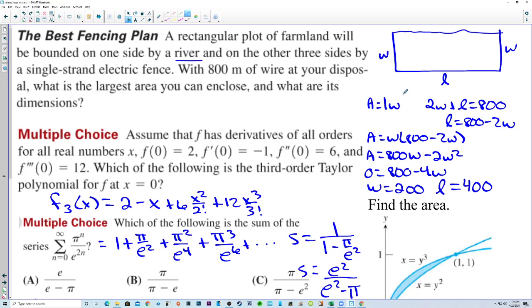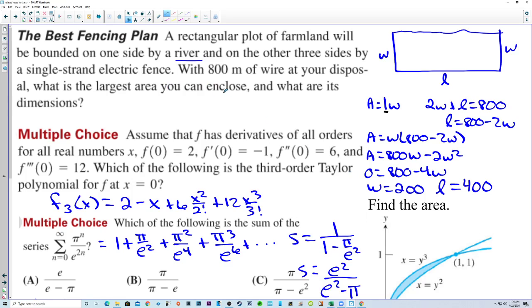So the area is length times width, and the length of the fencing is 2W plus L, 2 widths, 1 L equals 800. Well, we're going to subtract 2W, and we're going to replace this L with 800 minus 2W. So we have W times 800 minus 2W, distribute. And now here's where we take the derivative. So here's the derivative and setting it equal to 0. It just ends up being the width is 200. And if you plug 200 into here, we get 400. Subtract the 400, length is 400.